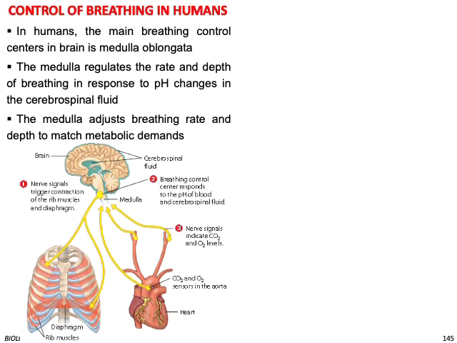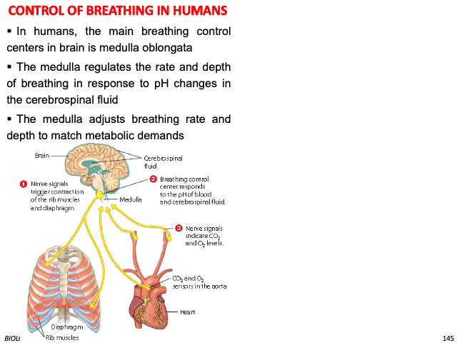So how is breathing in humans controlled? Actually, in humans, the main breathing control center is in the brain, in the region called the medulla oblongata. This medulla oblongata regulates both the rate and the depth of breathing in response to pH change in the cerebrospinal fluid. The medulla adjusts the breathing rate and depth to match metabolic demands.